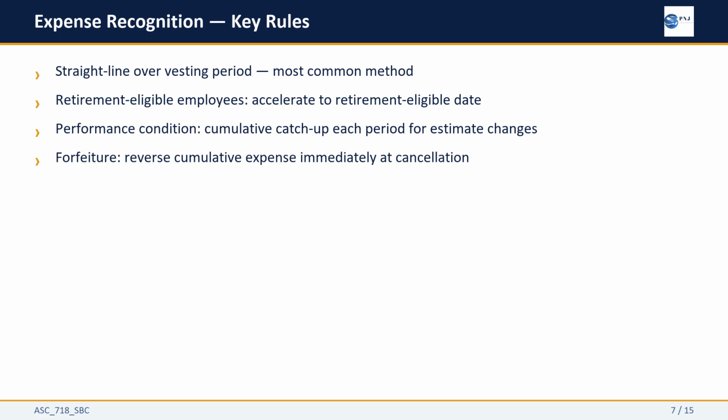Second, performance condition updates use a cumulative catch-up. At the end of each period, calculate what cumulative expense should have been recognized to date at the current probability estimate and true up in the current period. Third, when an award is forfeited or canceled, reverse the cumulative expense immediately. No continued amortization. No spreading the reversal over the remaining would-be vesting period.